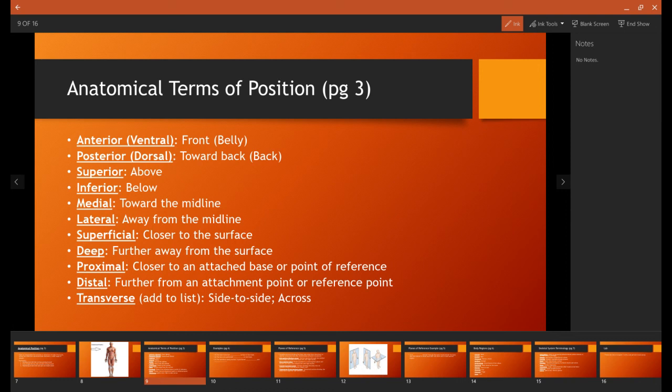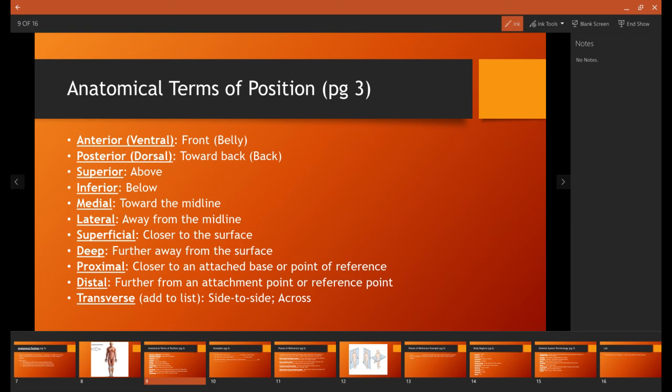Our next two are superficial and deep. Superficial is going to be closer to the surface, and deep will be further away from the surface. And so for us, that surface is going to be the skin. So superficial is closer to the skin, whereas deep is going to be more internal to the body.